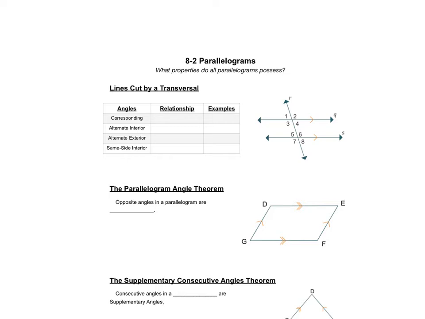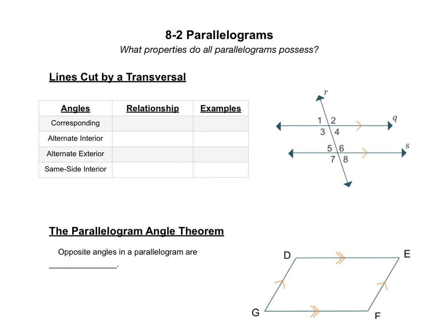As we prepare for parallelograms, we need to review lines cut by a transversal, and more importantly, parallel lines cut by a transversal. Right here we can see parallel lines Q and S, cut by transversal R. We want to remember those specific relationships: corresponding angles, alternate interior angles, alternate exterior angles, and same side interior angles.